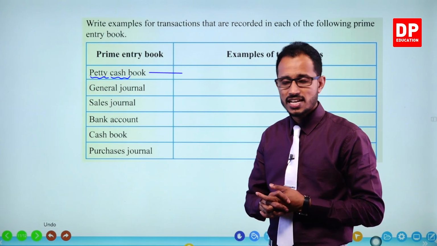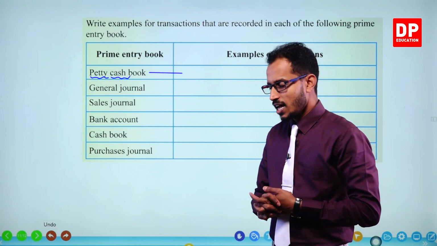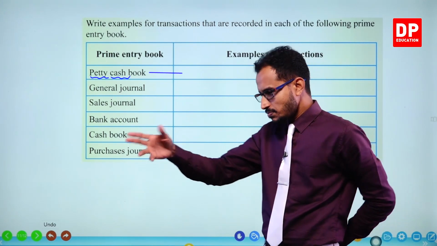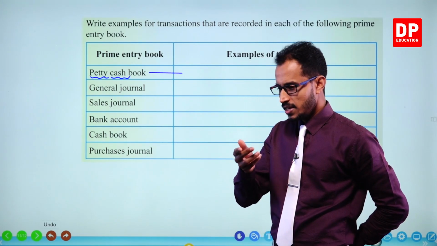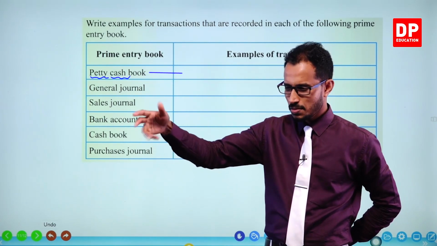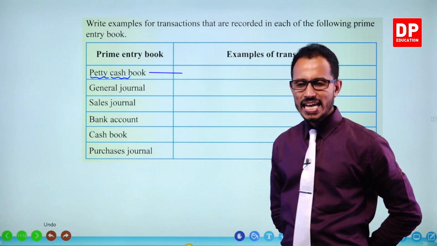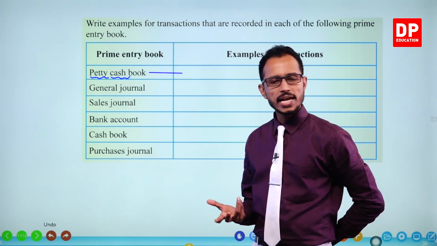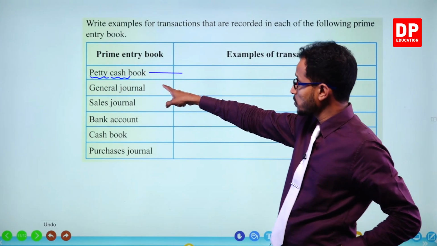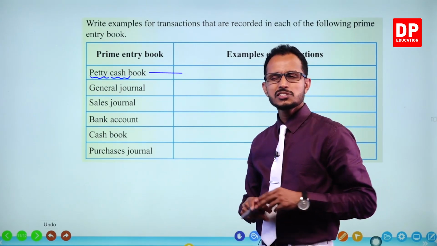A small transaction such as giving 50 rupees to have a tea, giving 20 rupees as bus fare, or giving 100 rupees to an employee to buy a broom, to sweep and clean. These transactions are daily occurring but not entered in the cash book. There is a separate prime entry book for those types of small daily cash payments, inconsiderable cash payments.